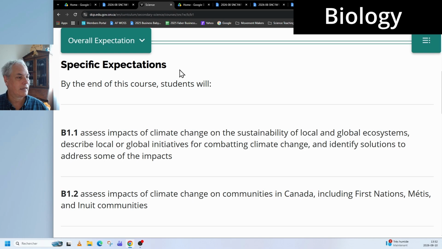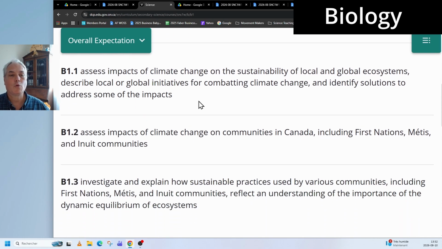So we go like this, and B1. Here the first one: assess impact of climate change on the sustainability of local and global ecosystems. Describe local and global initiatives for combating climate change and identify solutions to address some of the impact. Now here in 2026, this summer and in the last few years, there's been a lot of forest fires, and it affects the forest indeed, but also all the microorganisms and animals in those forests, including some of the towns and cities close to the forests, where humans are affected by the smoke. So all these things are important.